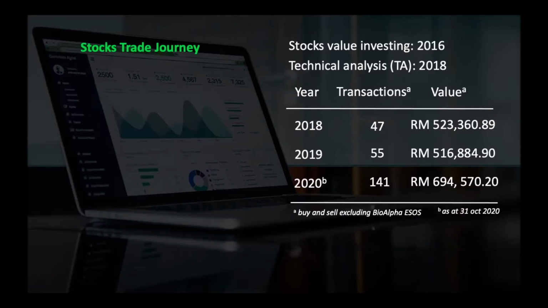For 2020 until October, that's about 3 times more than last year, about 140 transactions. But the amount is not much different, about 35% higher than the previous year. This shows that most of the trading was quite small and short term, just 3,000 to 5,000 and earning 300, 500, 1,000 like that. But anyhow, the profit is quite similar to 2019 and 2018. So it's not less or more, it's about the same.